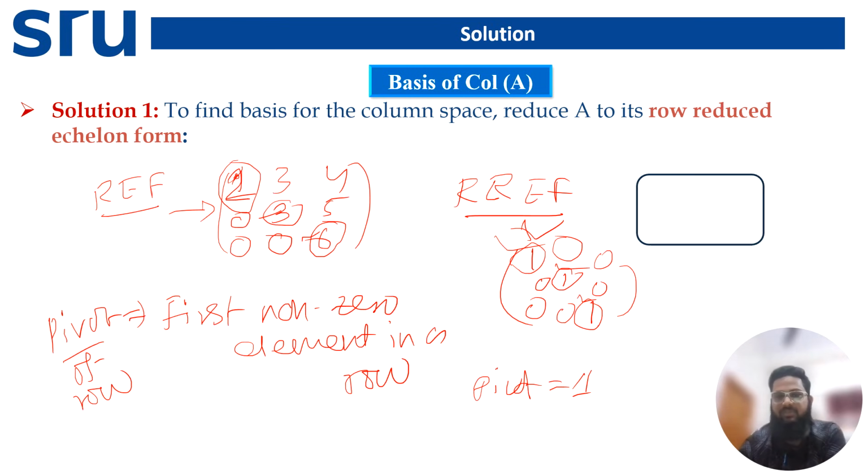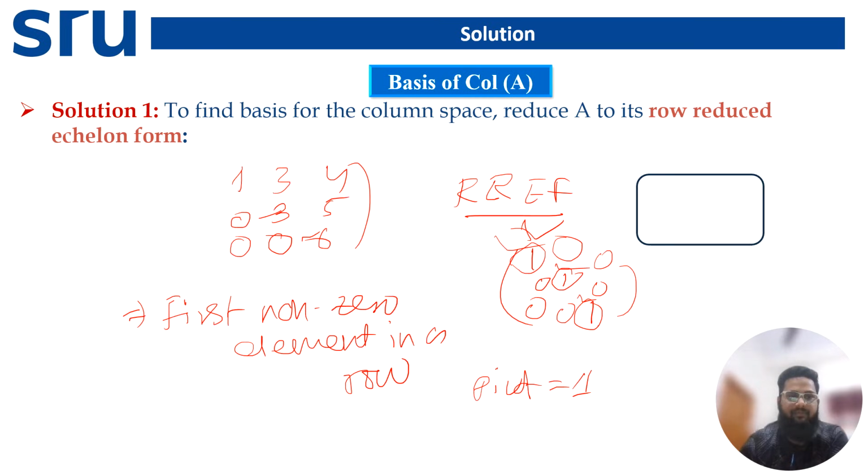And the above must also be 0. In the first pivot there is no above element. For the second pivot there is an above element, it must be 0. For the third pivot there are 2 above elements, and they must be 0. So this is the concept called REF and RREF. We are going to use this concept to find the basis of column space and null space.